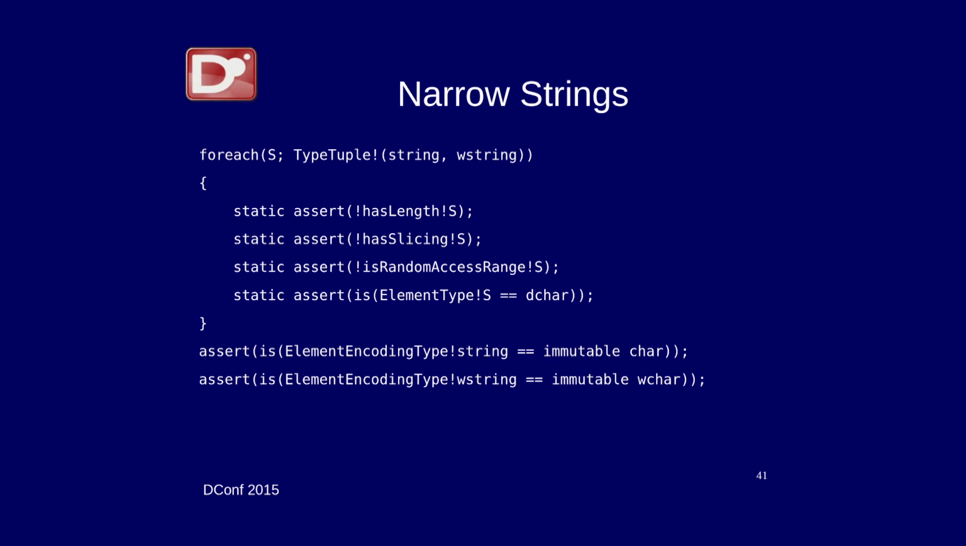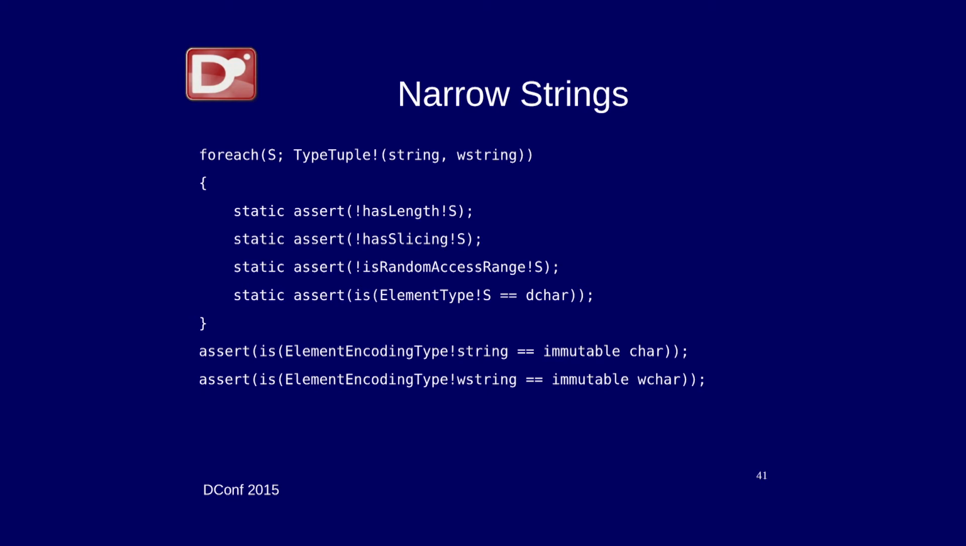And it means that string and wstring are what we call narrow strings. And ranges consider these strings not to have length, or slicing, or random access, because doing so could cut through the middle of a code point.